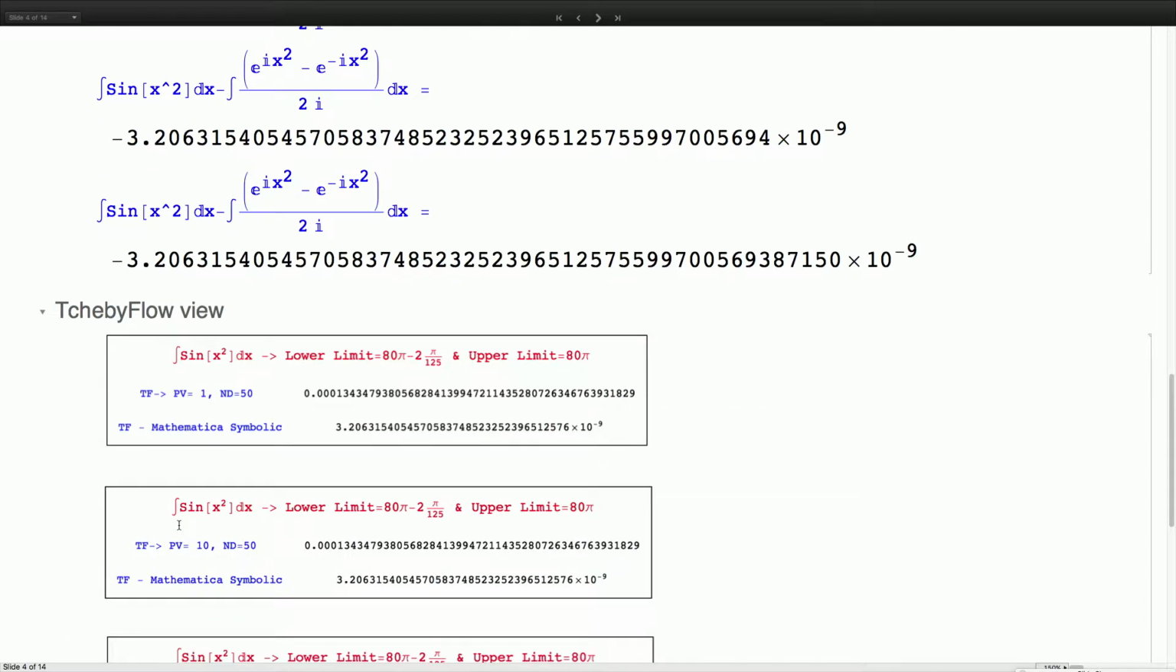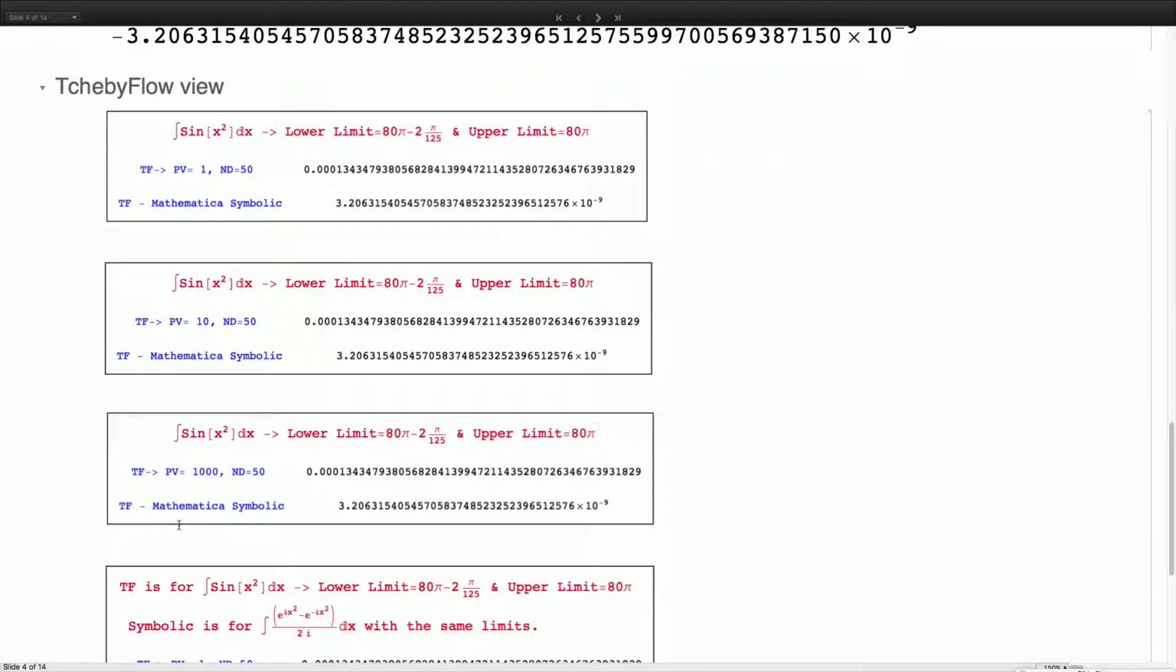So what we did is we numerically integrate using our method, first of all, sine x squared, and symbolically integrate that. And the difference between the symbolic and our numerical calculation is 10 to the minus 9 as I keep increasing my accuracy parameter. That's what we call PV. And it is 10 to the minus 9. So there's something going on.